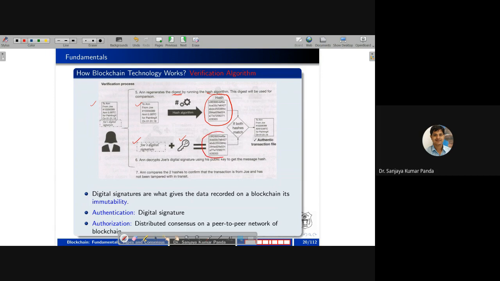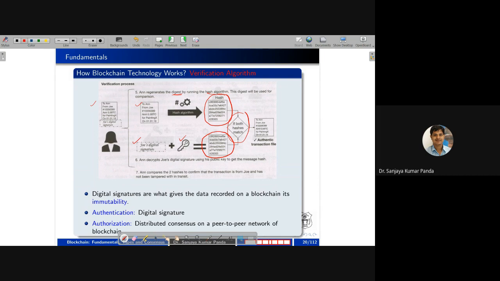the message hash. So there are two ways to generate the hash. One is the transaction file plus the hash algorithm. The second one is Joy's digital signature with the public key of Joy, right? Then these two hashes are compared. With this hash value, as it is a unidirectional, one-way function, you cannot get the transaction file, right? So we compare these two hashes, and if there is a match, then we can say this file is actually originated from Joy. Okay, this is an authenticated transaction file.